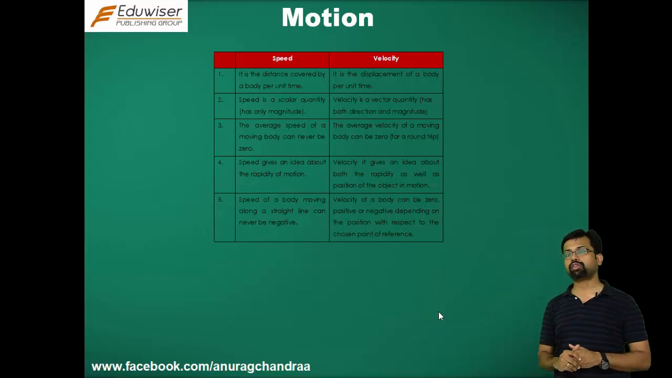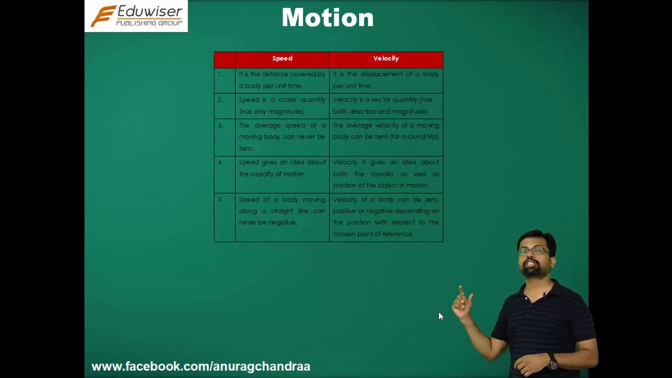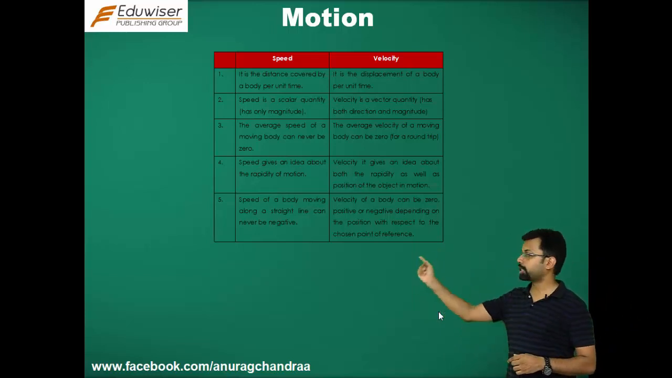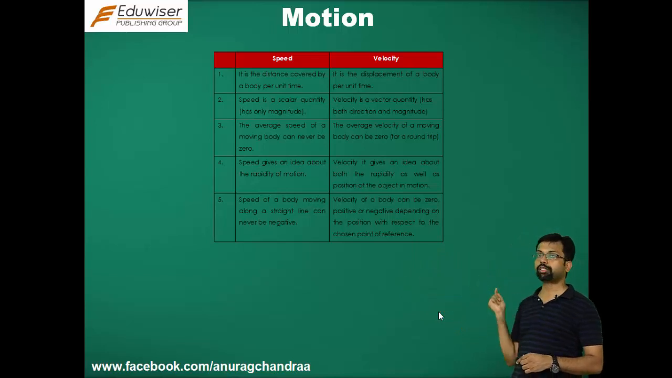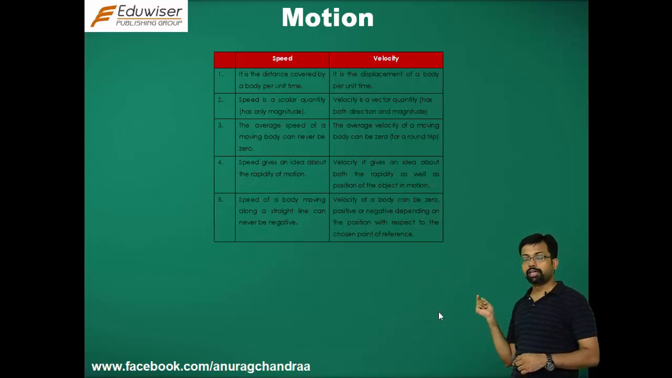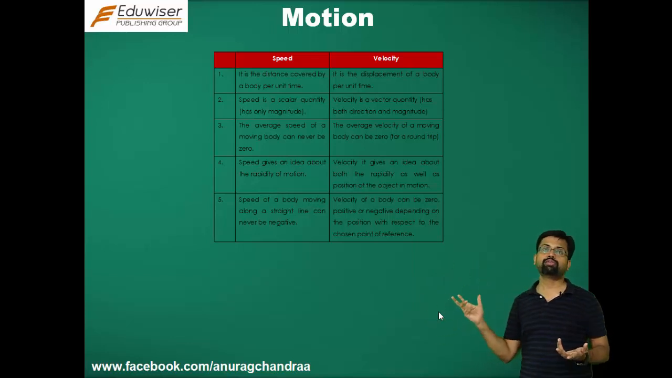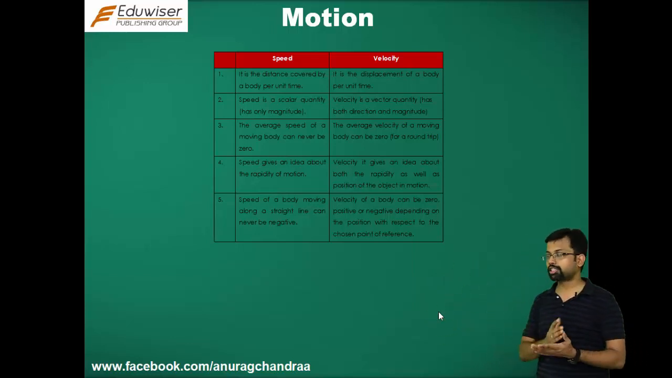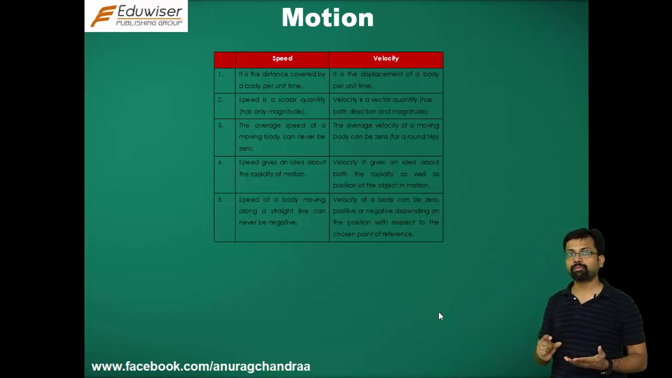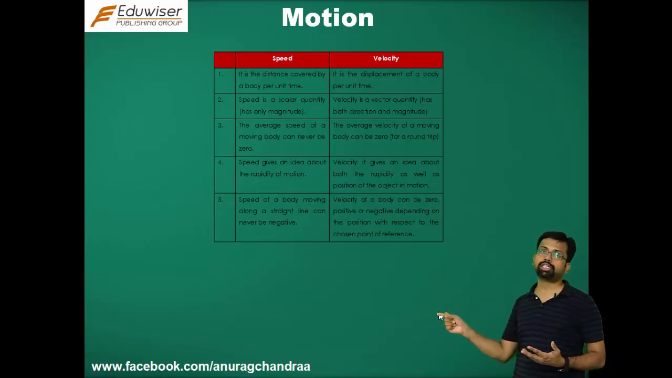Whereas the average velocity of a body can be 0 if the displacement is 0. If I move from point A to B along a straight line path and come back to A, then the displacement would be 0, and hence the average velocity would be 0 for me. So average speed can never be 0 for a moving body, whereas the average velocity can be 0 for a moving body.